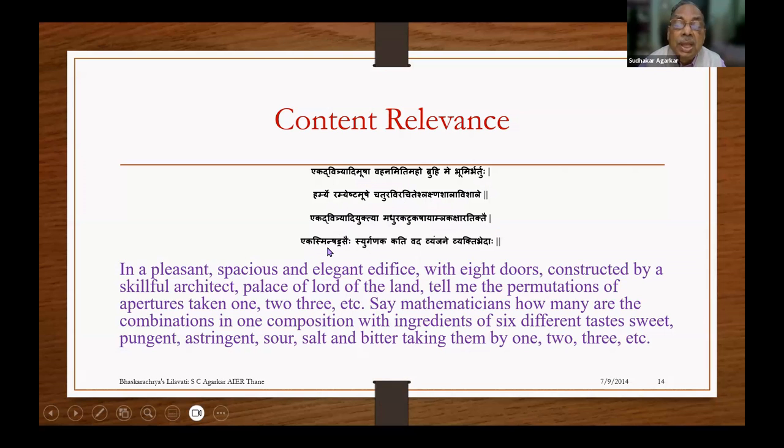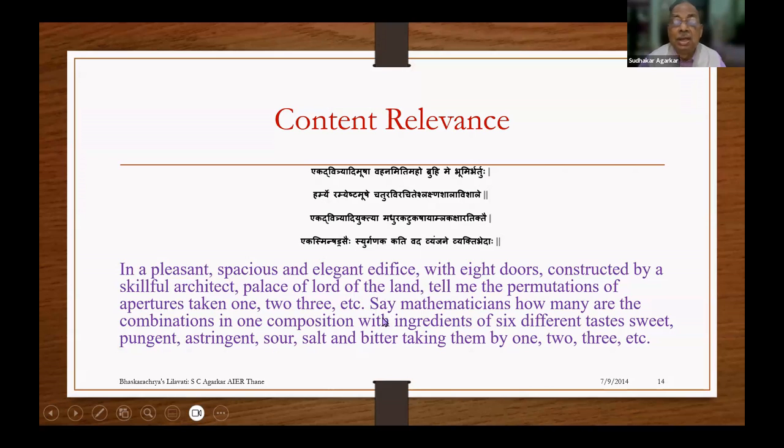Which says, in a pleasant, spacious and elegant edifice with 8 doors, constructed by a skillful architect in a palace of the lord of the land, tell me the permutations of apertures taken 1, 2, 3, etc. This is regarding the doors.